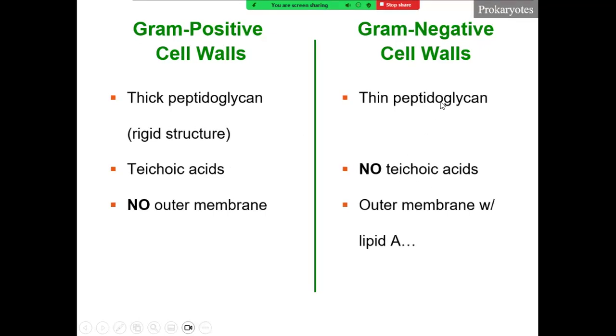There's no teichoic acid in the gram-negative cell wall. And then there's no outer membrane in the gram-positive cell wall. There is an outer membrane in the gram-negative cell wall. And inside that outer membrane is lipid A, which is an endotoxin.